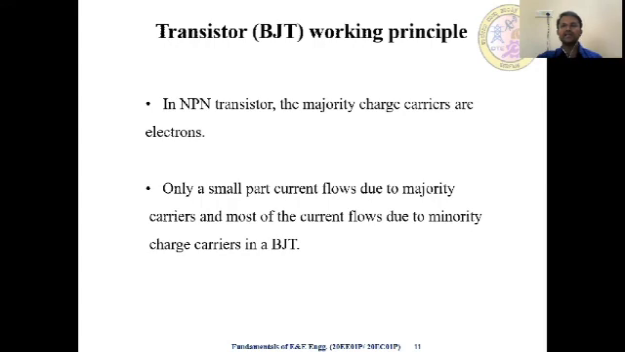In an NPN transistor, the majority charge carriers are electrons. Only a small part of the current flows due to the majority carriers, and most of the current flows due to the minority charge carriers in a BJT. That is why the name, majority carriers and minority carriers. But don't forget that minority carriers are also a part of the current.